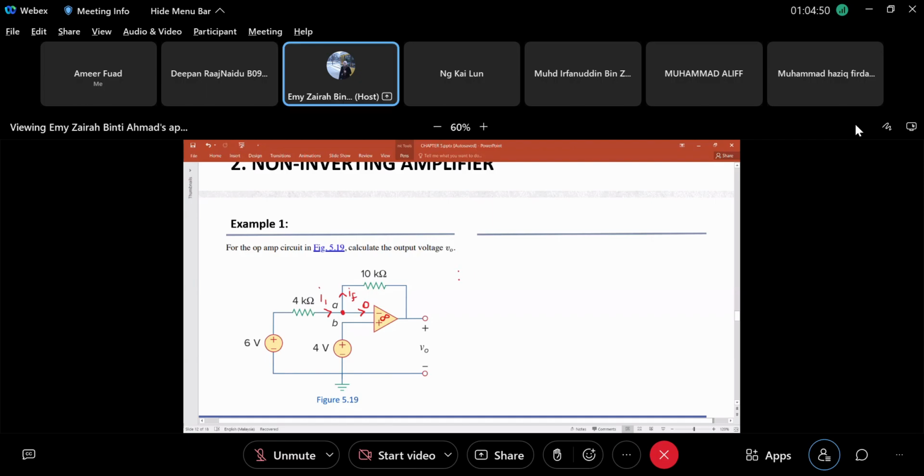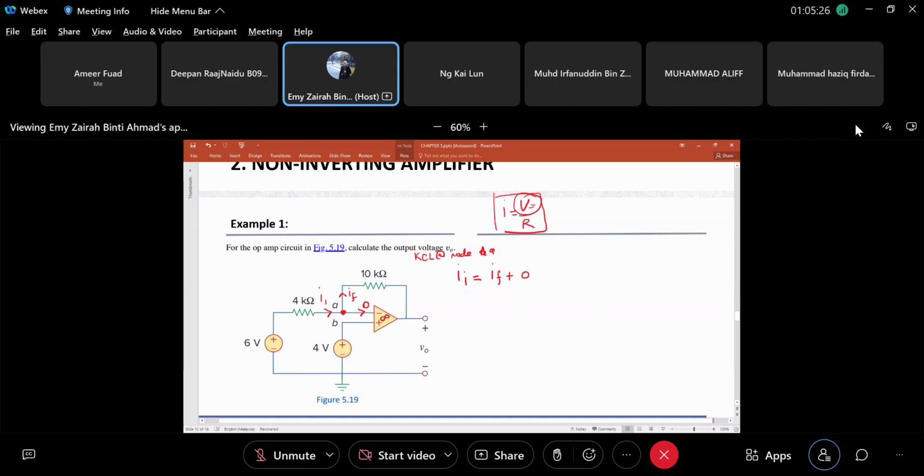KCL at node A is given as, at node A, I1 equals IF plus 0. So how do we find the I1 current here? We expand it into voltage term. Remember, current equals voltage divided by resistor. So I want this value, so I need to expand this into voltage term.